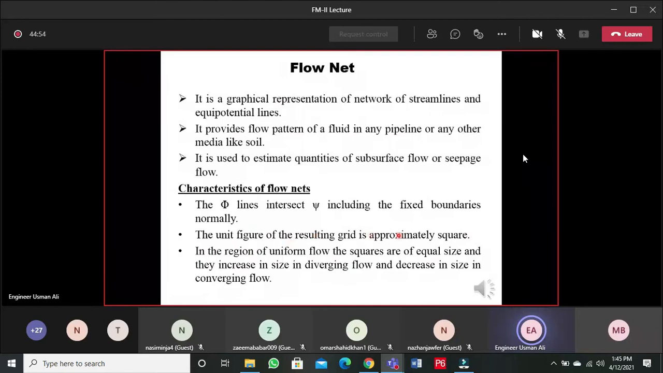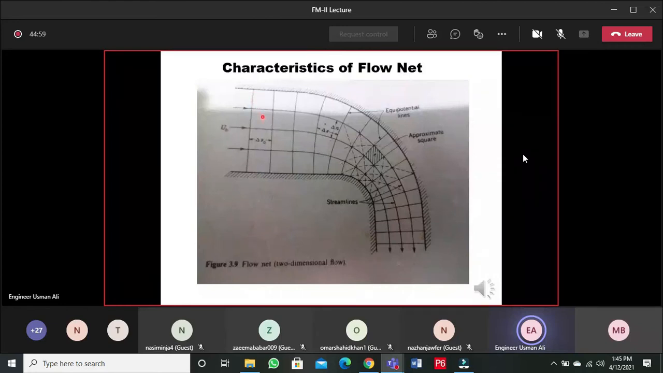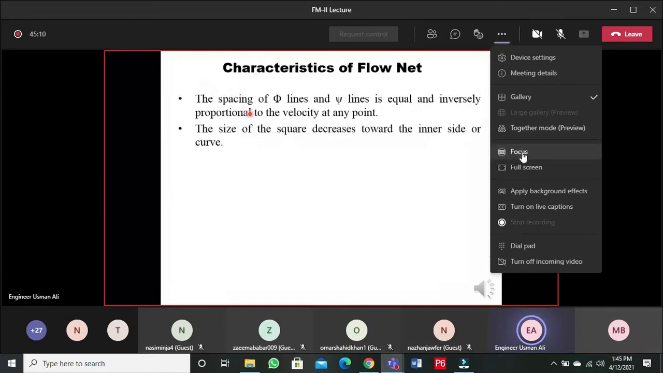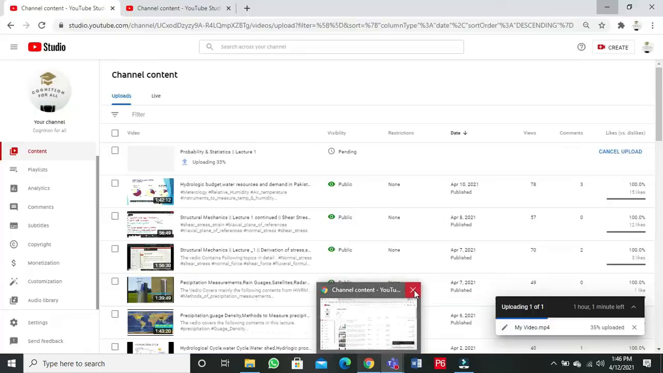The unit figure of the resulting grid is approximately a square. When the phi lines and psi lines meet, the resulting figure will be approximately a square. That is, in the region of uniform flow, the squares are of equal size, and they increase in size in diverging flow and decrease in size in converging flow. In diverging flow, velocity is decreased, so the spacing between flow lines and equipotential lines increases. That's why there is an increase in the square size.